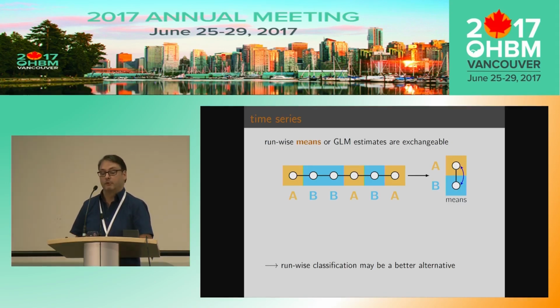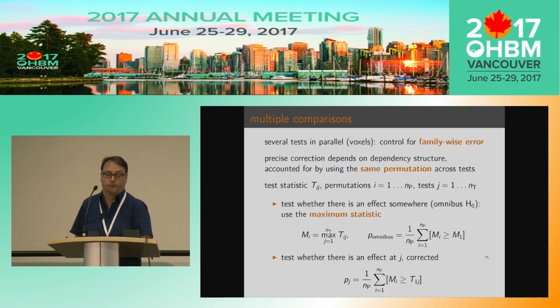And if you do this with multiple runs, you get multiple parameter exchanges that you combine, and you get many permutations. So it might be, if you deal with fMRI time series, that run-wise classification is, from an inference perspective, the better alternative. Not necessarily from a performance perspective, of course.